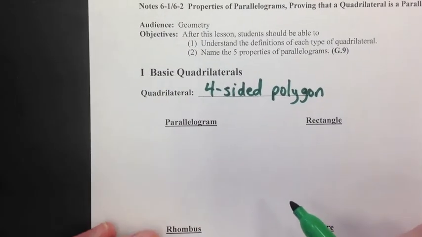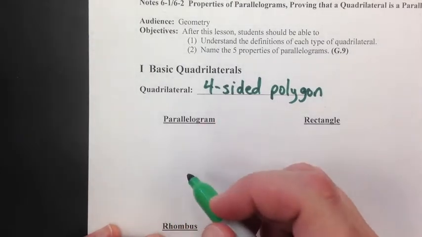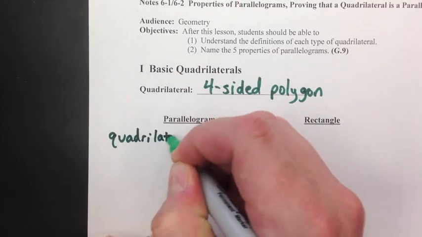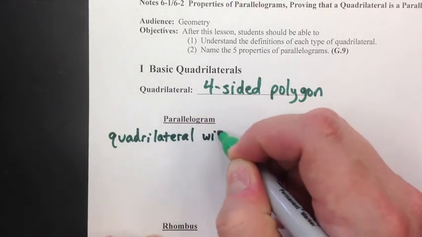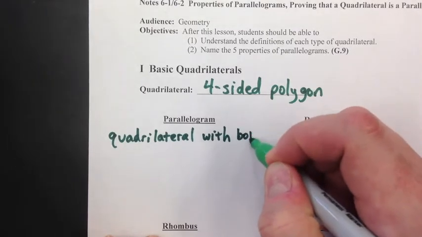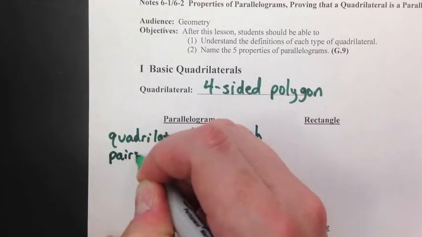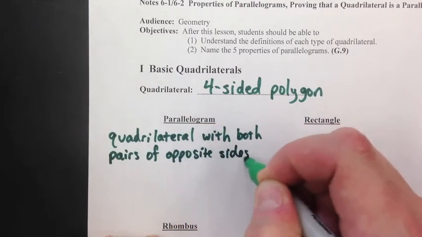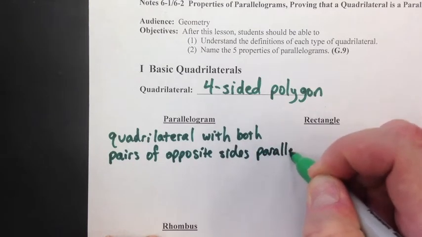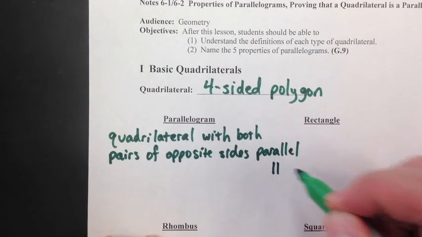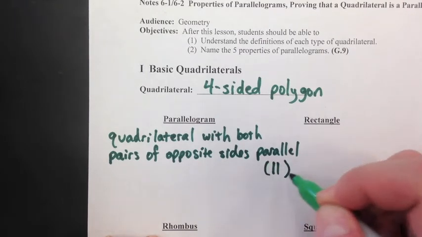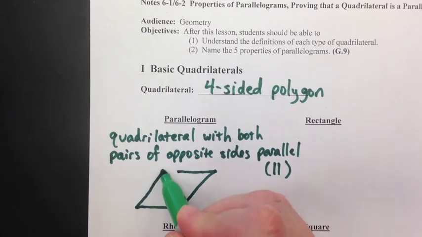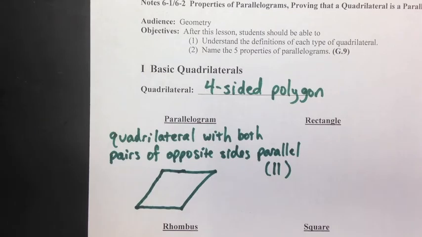So the definition of a parallelogram, it's a quadrilateral. Quad means four. Quadrilateral with both pairs of opposite sides parallel. Now, we're going to be using the symbols for parallel. The symbol is just two vertical lines up and down. The way this looks, a parallelogram is kind of like a slanted rectangle, and we'll talk about rectangle next.